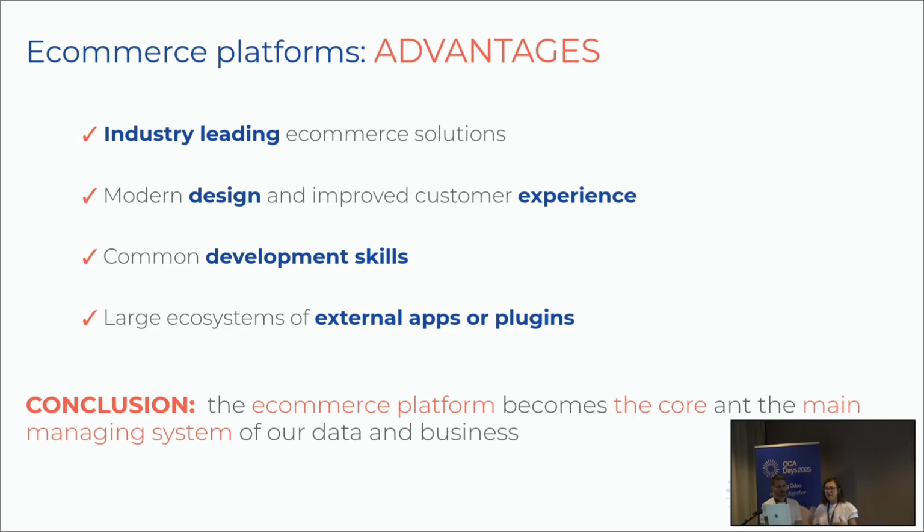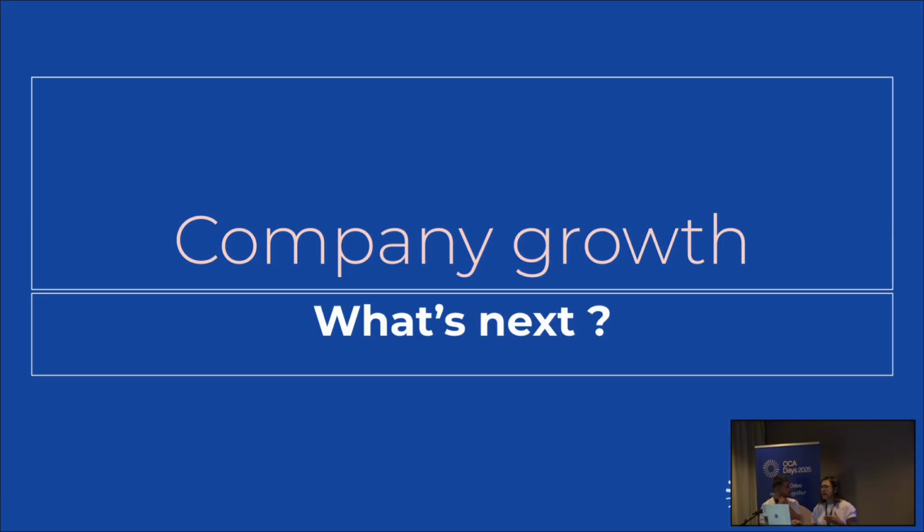So we start selling these great OCA gadgets, and of course the selling is going really good. And with time, our e-commerce platform becomes really the main software that we use. We use it for prices, for products, for stocks, for customers. This is our management system. But with time, our company grows. So what's next?